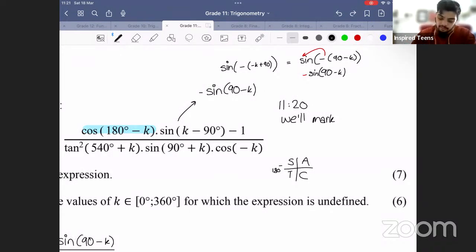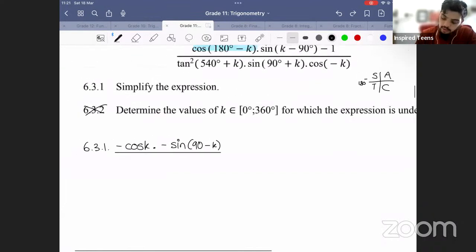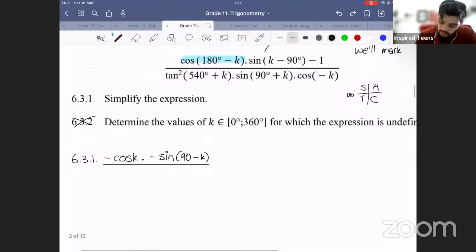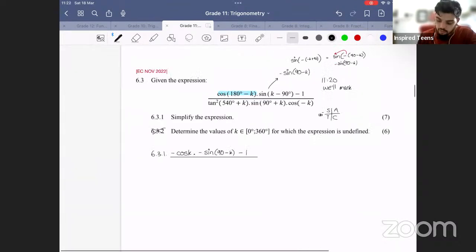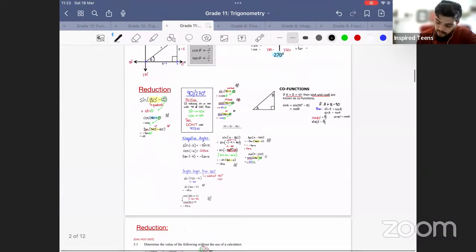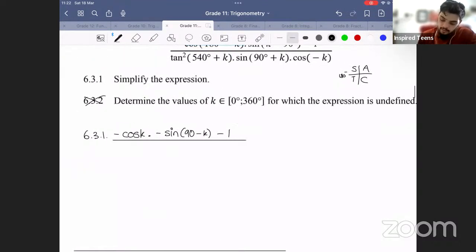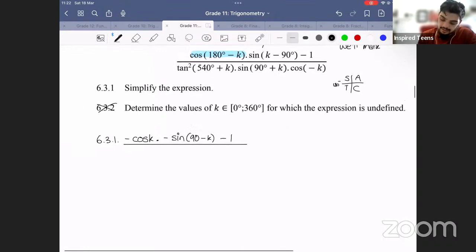So that simplifies to that. Then we can reduce it on the next line, and we actually have minus 1. Just be careful with the minus 1, because that's minus 1, it's not multiplication. Then at the bottom, we have tan squared. We didn't do squared, did we? I knew we had some deductions to do, but it's fine, we'll do them now.